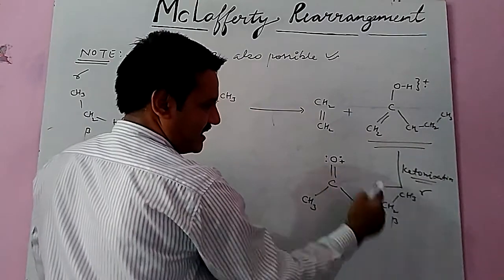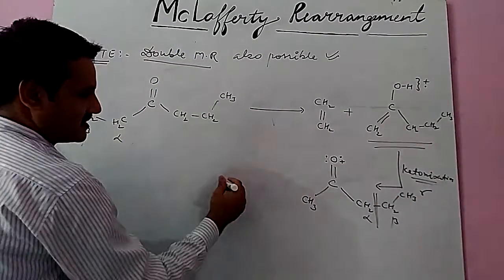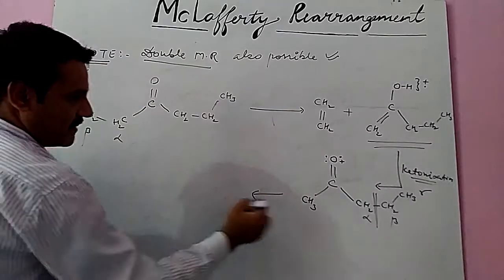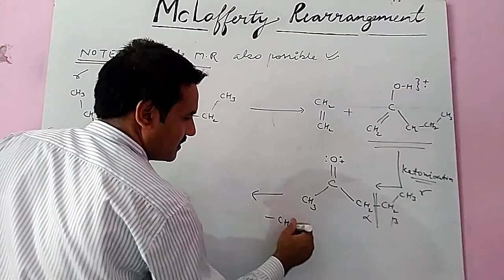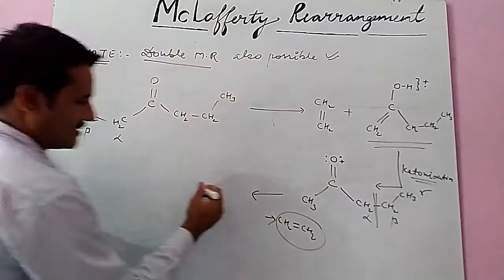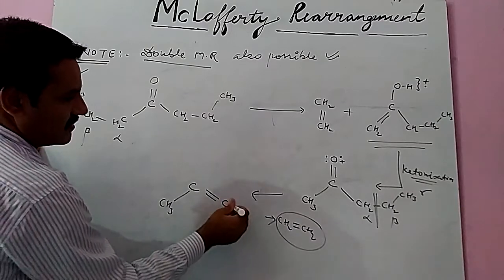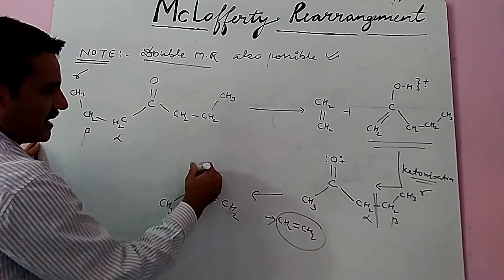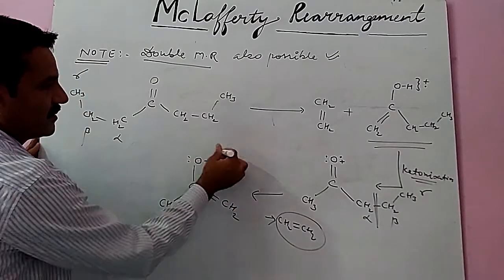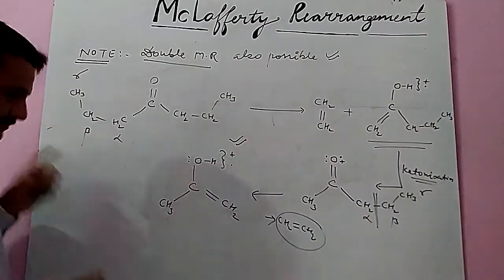Gamma hydrogen is abstracted here and cleaves in this formation. So what will be the formation of the product next? The same ethene again, and the remaining part is CH3 double bond CH2, and here OH 1 2 radical. So this is also possible.